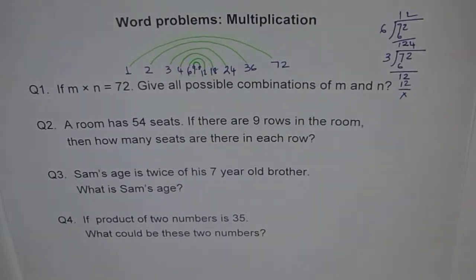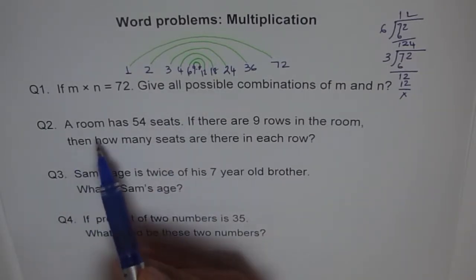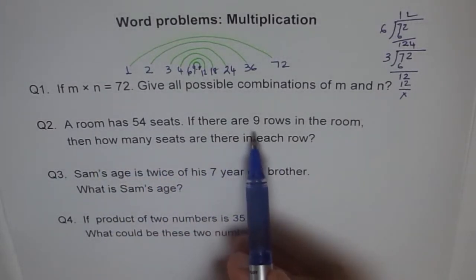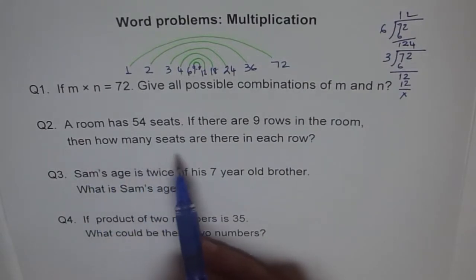That's very interesting. So we see multiplication as a rainbow this time, correct? Okay. Now let's go through question number 2 and see multiplication this time in a different way. So the whole idea is to appreciate multiplication in its forms, in its beauty, right? That's the rainbow multiplication. This one: a room has 54 seats. If there are 9 rows in the room, how many seats are there?